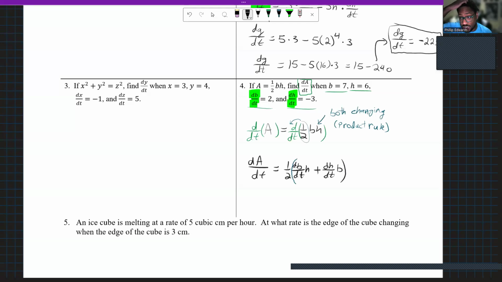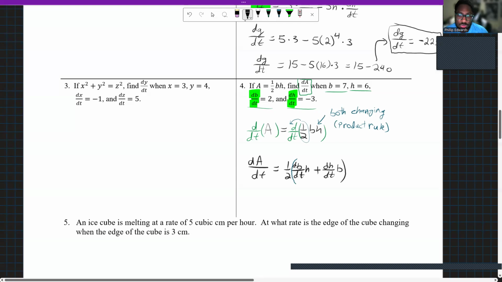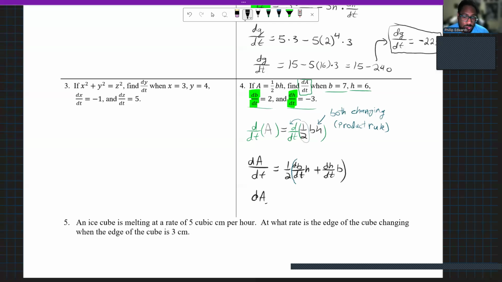Again, they don't give us any units, so I don't have to worry about those, but we're going to take everything that we have and plug it in. The way you would explicitly read this: the derivative of the area with respect to time is 1/2 times, the derivative of the base with respect to time is 2, the height at this point is 6, plus the derivative of the height with respect to time is -3, and the base is 7.